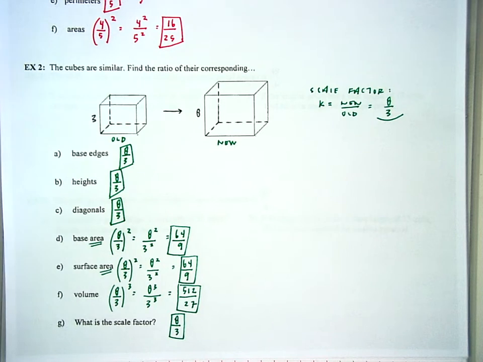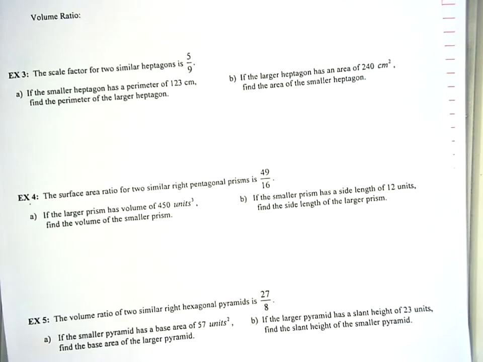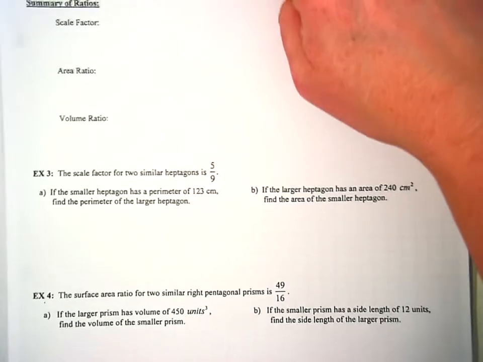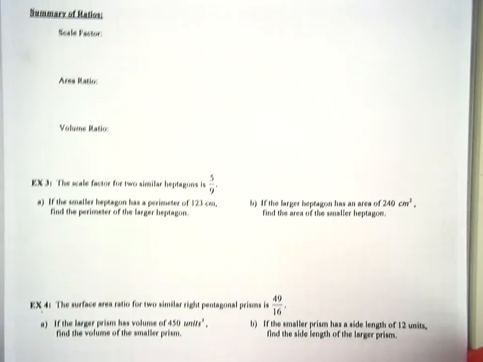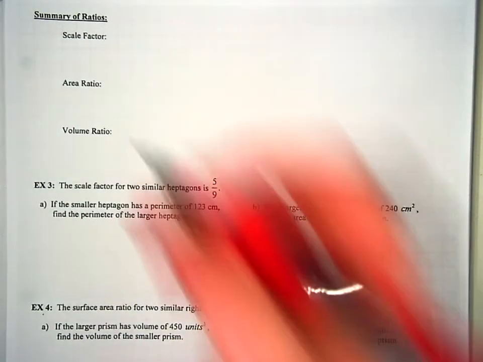Okay, and then scale factor we already solved for. Scale factor is what we did initially. Our scale factor was the 8/3. So what we're really seeing here is that, again, any segment relationship has the same ratio as our scale factor. Anything with area is just the scale factor squared. And then volume is taking that scale factor and cubing it. All right, let's go to that next page.